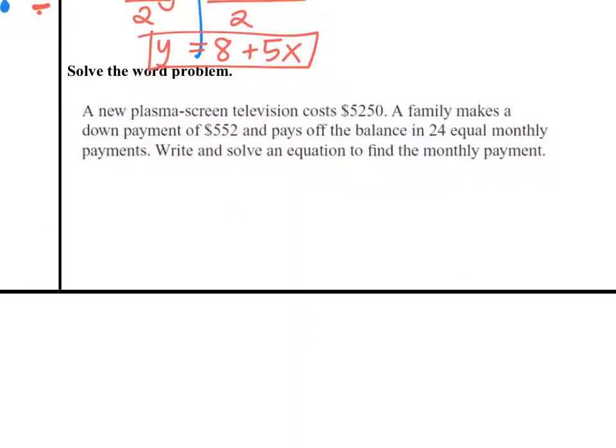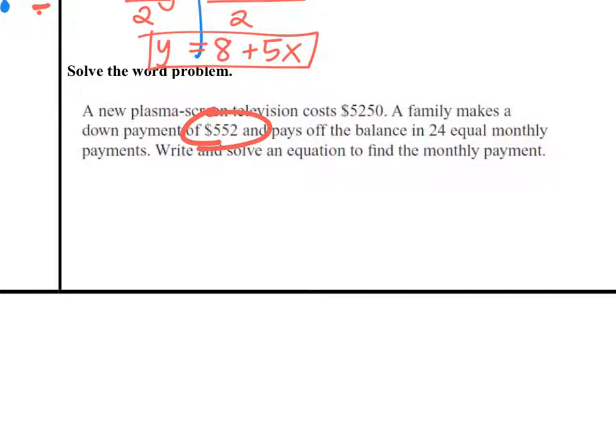Next is a word problem. It says a new plasma screen television costs $5,250. A family makes a down payment of $552 and pays off the balance in 24 equal monthly payments. Write and solve an equation to find the monthly payment. So you could set up your equation in a couple of different ways.